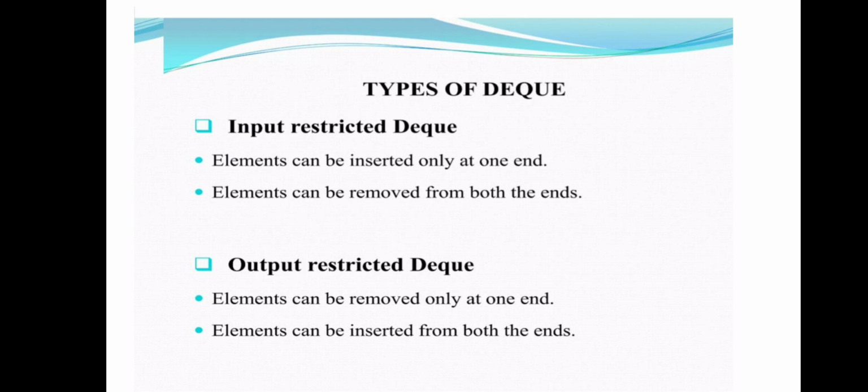First of all, what is an input restricted deque? Elements can be inserted only at one end and elements can be removed from both the ends. It is called input restricted deque. And what is an output restricted deque? In an output restricted deque, elements can be removed only at one end. Elements can be inserted from both the ends. It is called output restricted deque.